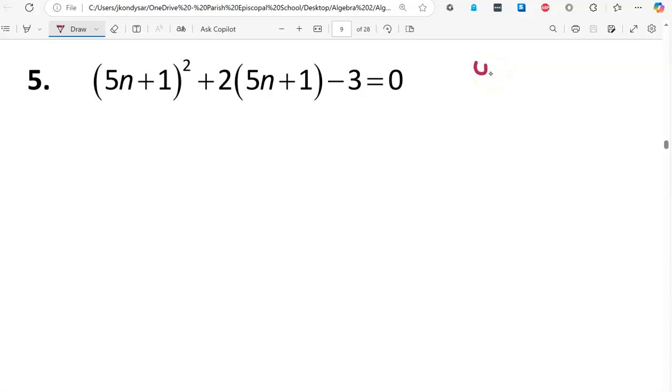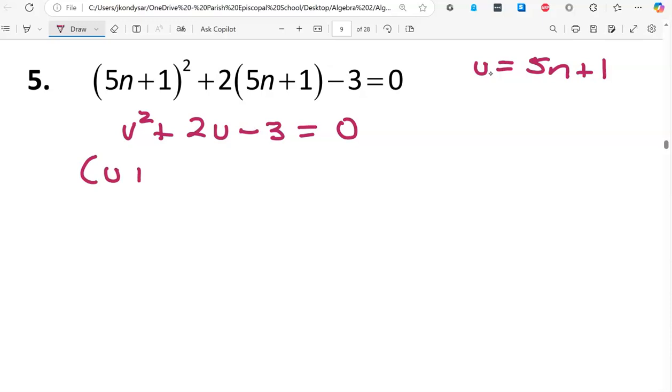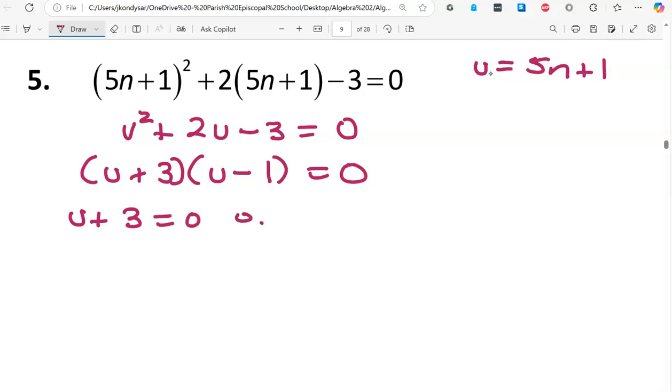In 5, we can let u equal 5n plus 1. So 5n plus 1 squared will become u squared. 5n plus 1 becomes u. And now we have u squared plus 2u minus 3 is equal to 0. This is an equation where factoring is a valid method. U plus 3 times u minus 1. So u plus 3 is equal to 0, or u minus 1 is equal to 0. This gives us u equals -3, or u equals 1.